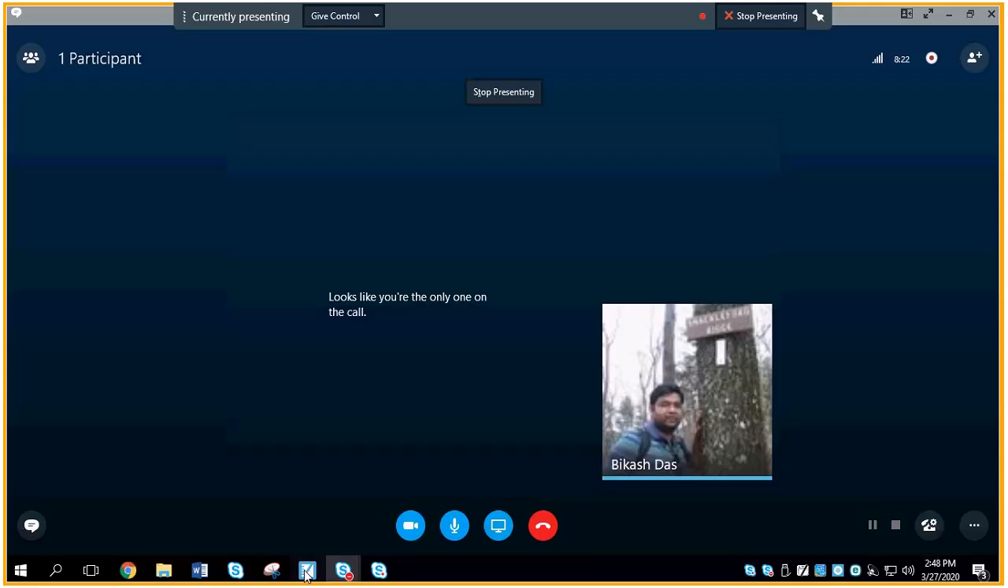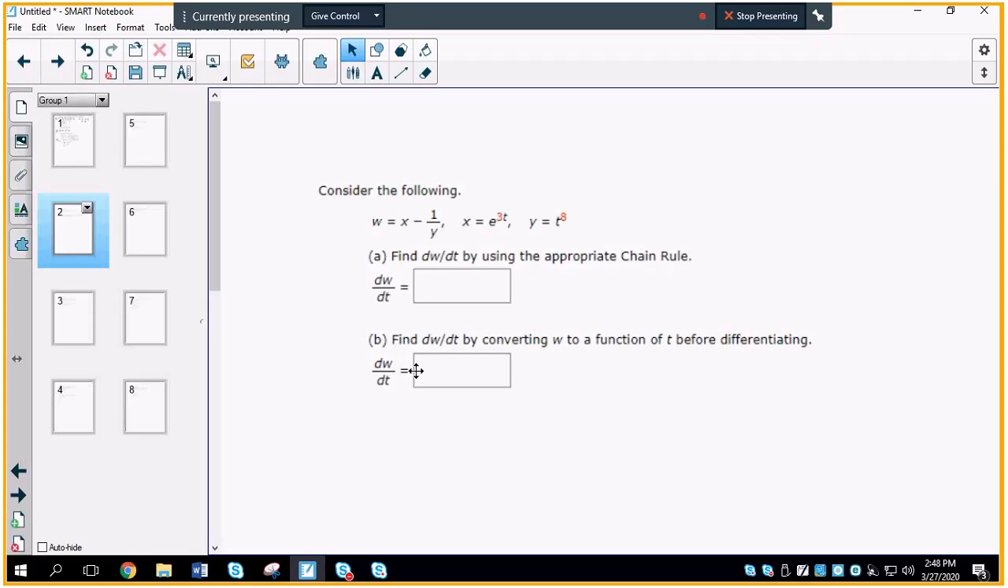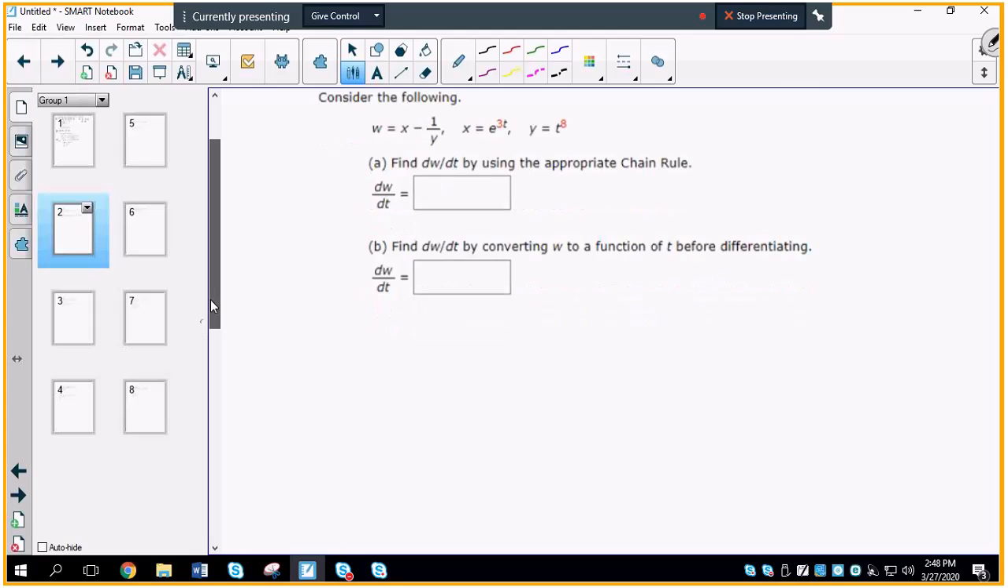The next problem on page number 2 is a similar problem, but what we want to do with this one is first use the chain rule, and then evaluate the given function for t and do our regular total derivative. So let's do it step by step. First, w is a function of x and y, x is a function of t, y is a function of t. Find dw dt by using chain rule.